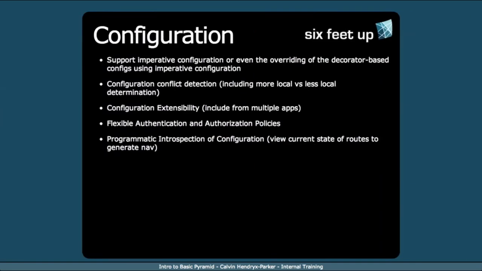Some of the areas here make Pyramid a little more unique from some of the other systems out there, and this is what I'm trying to go over with these core concepts. Configuration supports a couple of different ways to configure your Pyramid apps. You can have imperative configuration, or you can even override the decorator-based configs using imperative configuration. In that case, you're writing Python code to configure the app itself. The way you're probably going to see most of the configuration done in Pyramid, though, is using decorator-based configuration, which is really convenient and more Grok-like if you've ever worked with the Grok framework.